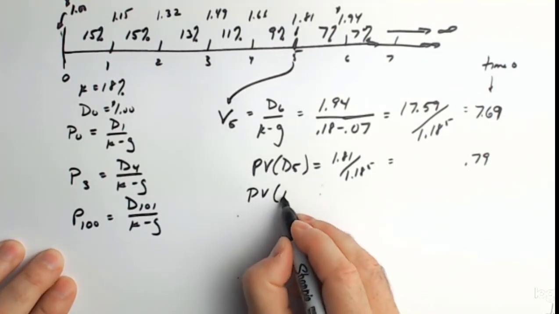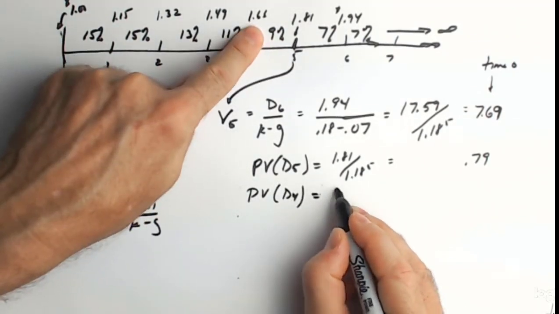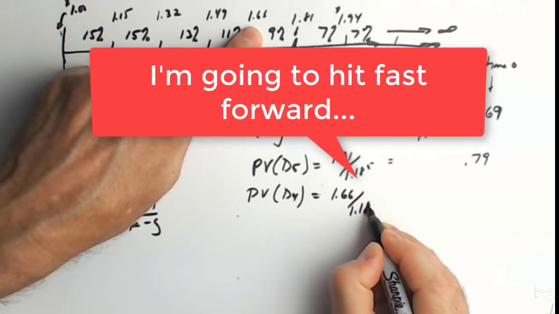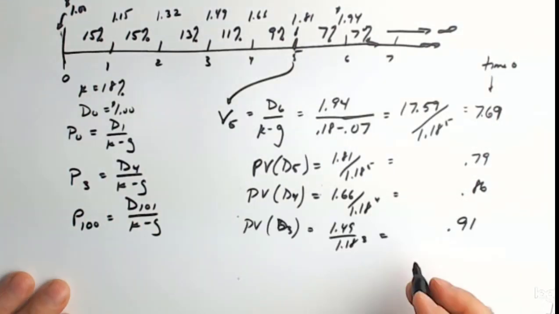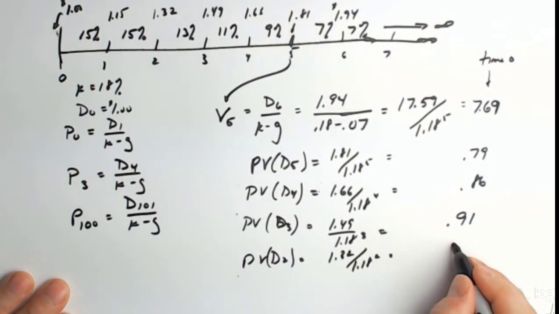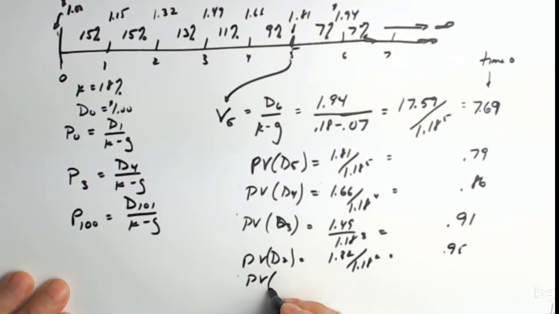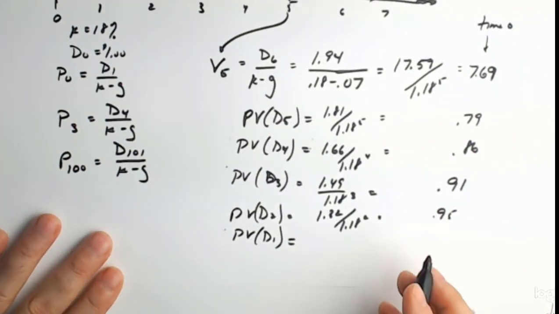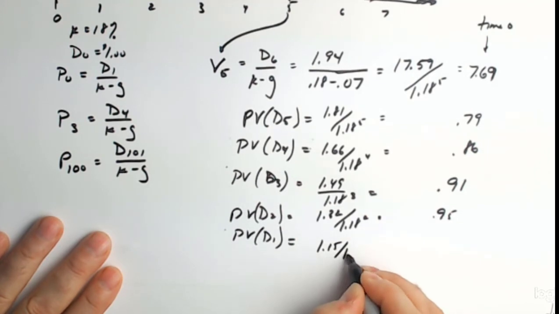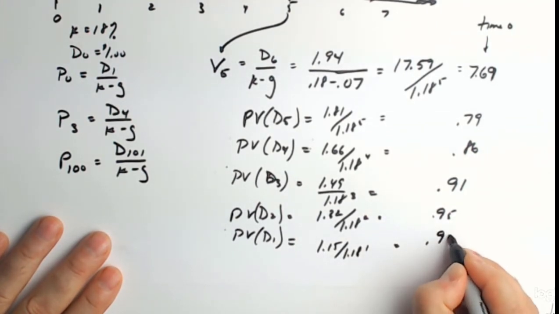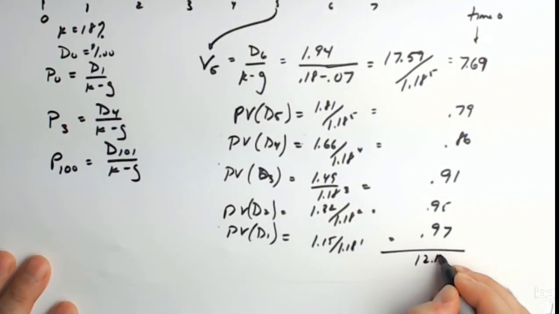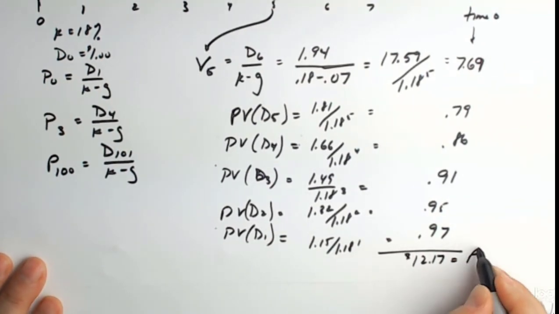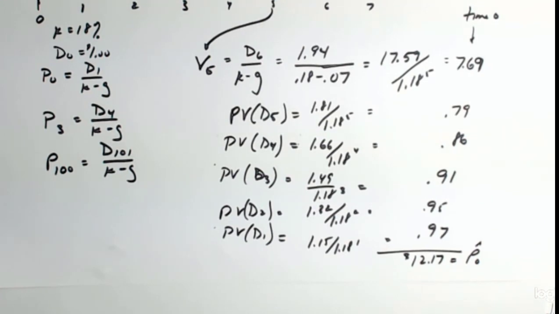So we take the present value of dividend 4, and that's 1.66 divided by 1.18 to the 4th power. And that'll be 86 cents. Running out of space. That will equal 97 cents. And let's see, it comes out to be $12.17. That's an estimate today of the stock price, the present value of the future dividends, assuming variable growth.